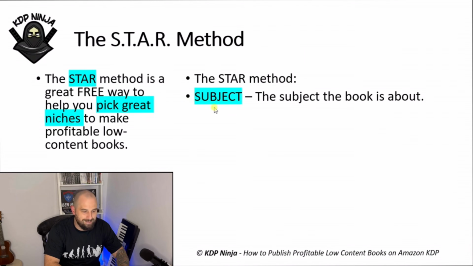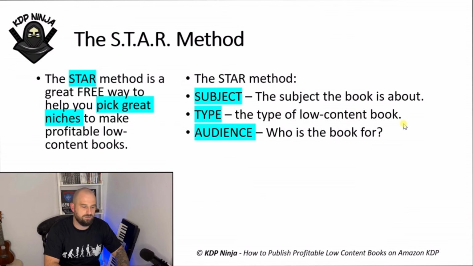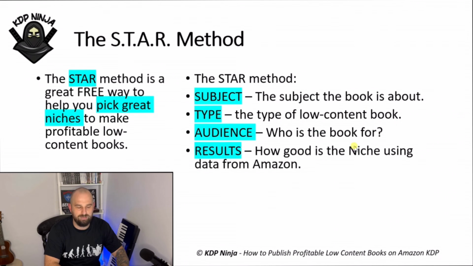The first one is the subject, okay? So the subject is what the book is about, okay? The type is the type of low content book. So that could be a blog book or notebook, so on and so forth. The audience, who are you going for? Who's the book going to be for?